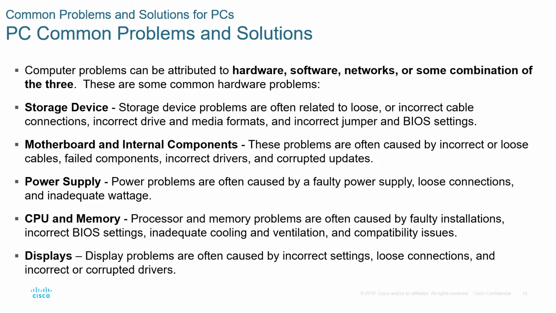Okay, so computer problems can be attributed to hardware, software, networks, or sometimes all of them. So you need to make sure you start troubleshooting. Let's say I'm going to start troubleshooting the hardware first and see if there's a hardware issue. If there's no hardware issue, you move on to troubleshoot what software issues you might have in your machine. And if there's an issue with the network, you can check the network for issues as well.